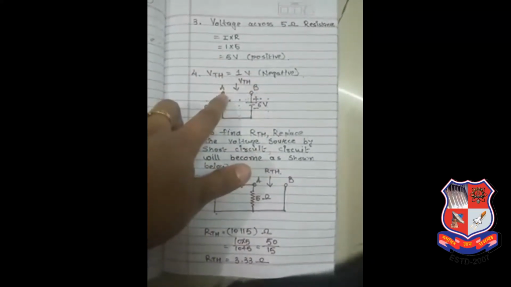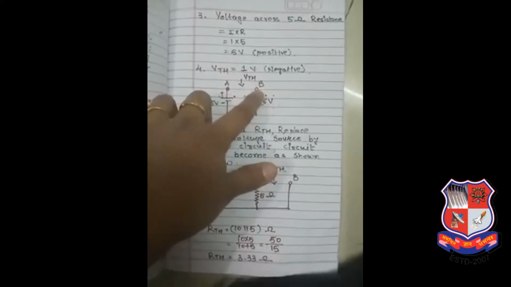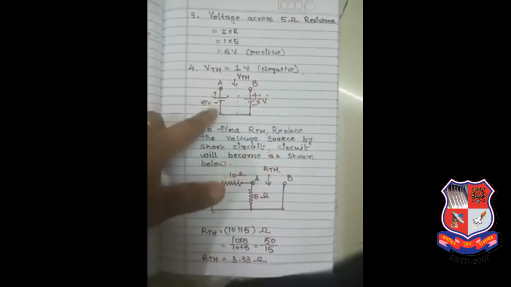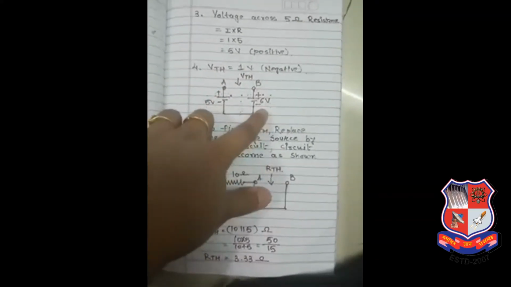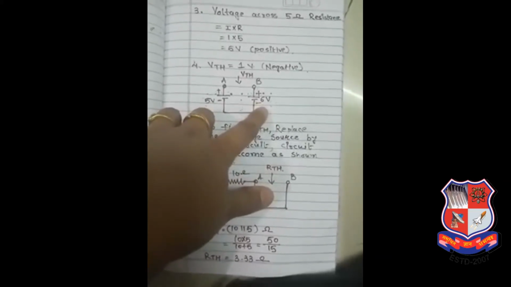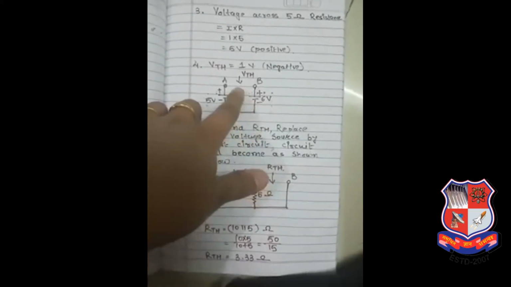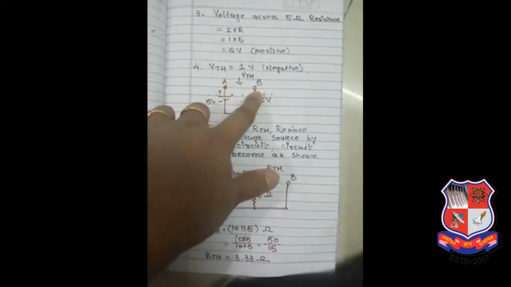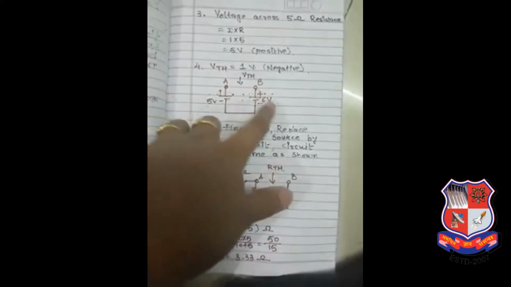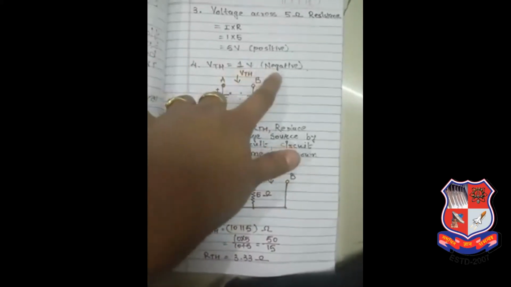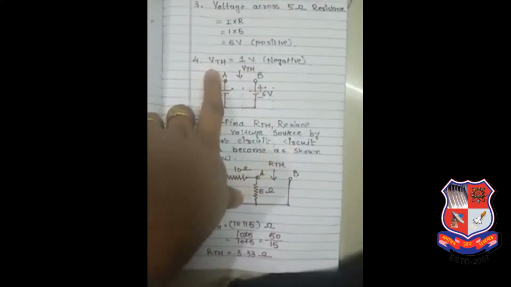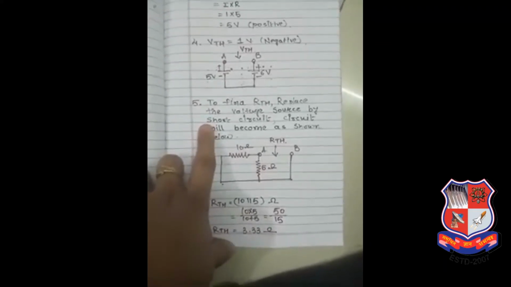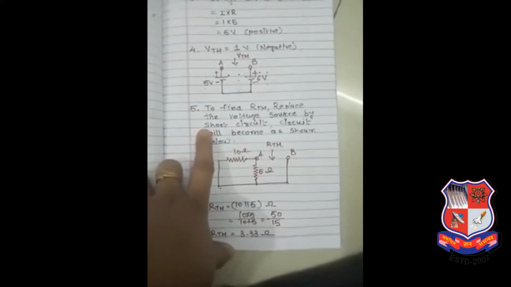Now the open circuit voltage: A and B are both the open circuit terminals. So see here, the 5 volt has positive polarity, positive and negative, and the 6 volt is already given. So our Thevenin equivalent open circuit voltage source VTH is the open circuit voltage across A and B. So see, that is 5 minus 6, so you will get 1 volt negative, that is the Thevenin equivalent voltage.